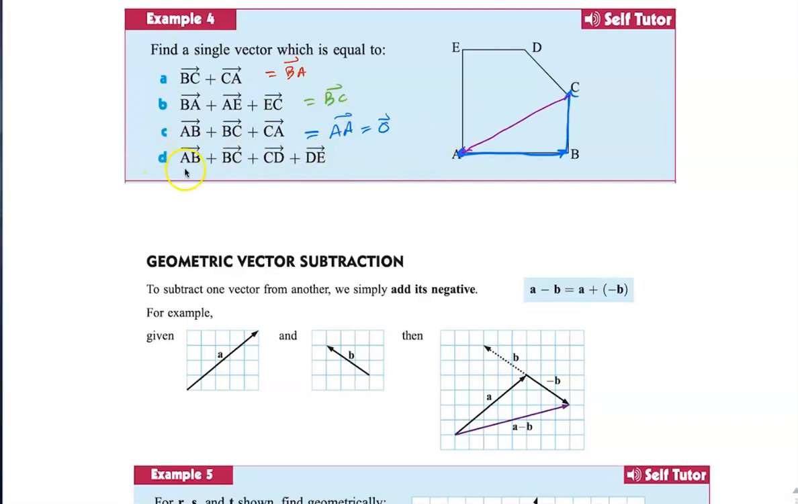And then the next one, AB plus BC plus CD plus DE. If you see again, these connect, these connect, these connect, and you're just going to end up with AE. You could prove that yourself right here.